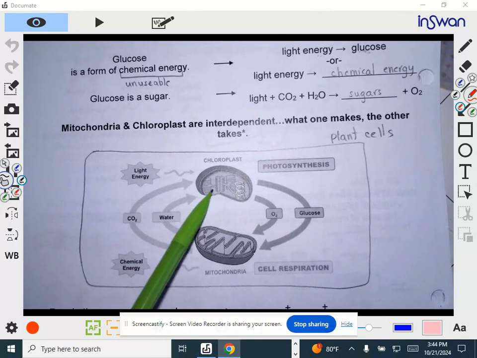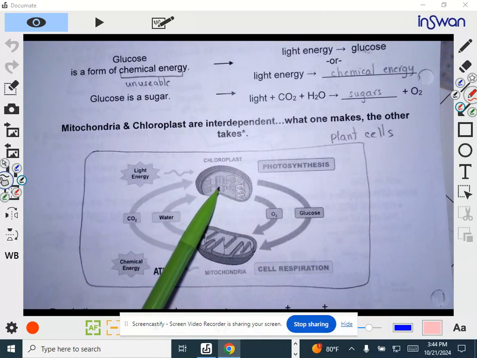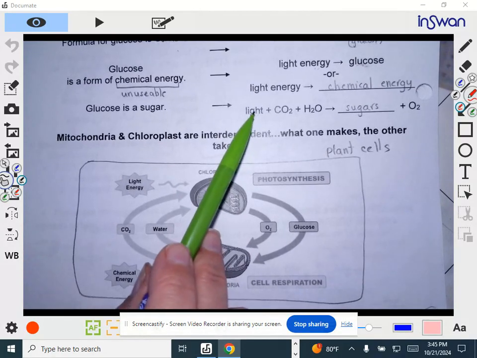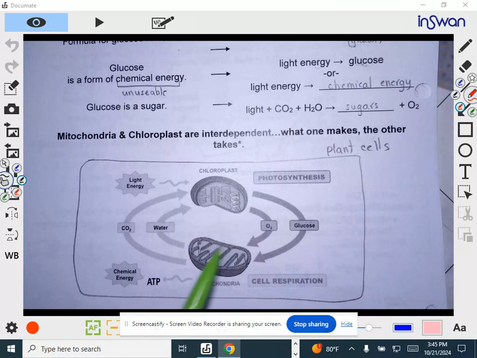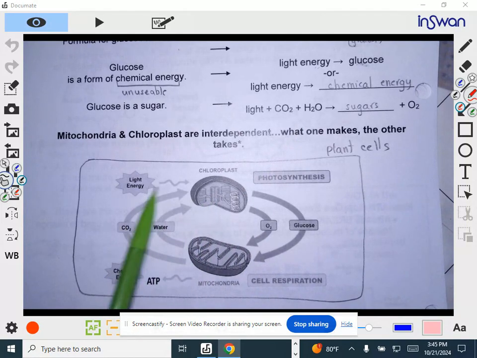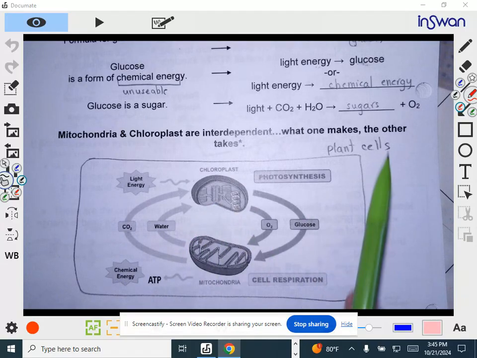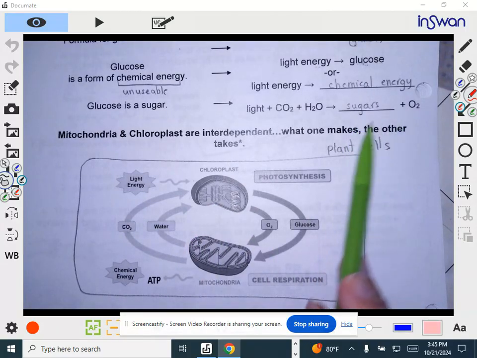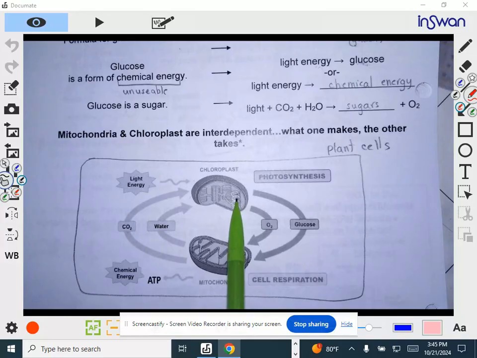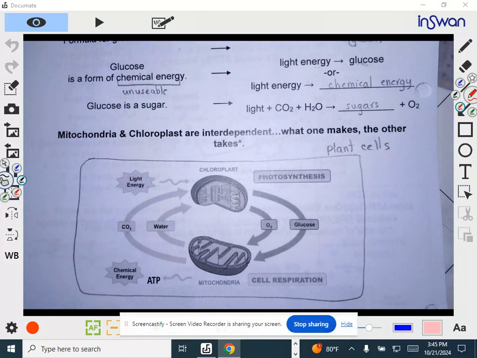So here we have a diagram that's just showing you what I've taught you about photosynthesis. Remember, for photosynthesis to occur, it needs light, CO2, and water. And here's the chloroplast. In goes light, in goes CO2, in goes water. And then out comes sugars and oxygen, specifically glucose. So here's our chloroplast doing photosynthesis. Out comes the glucose and oxygen.